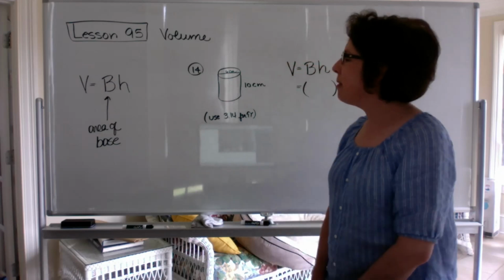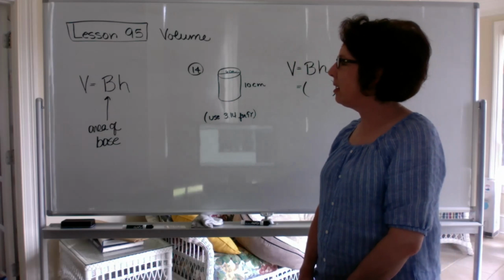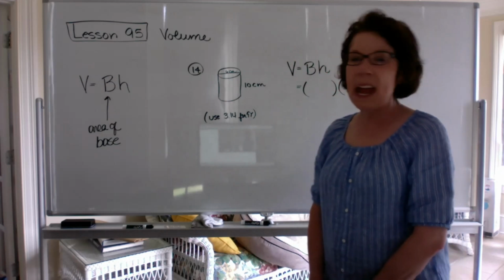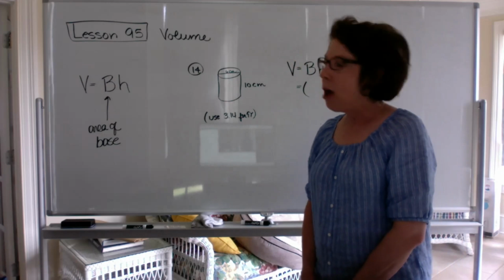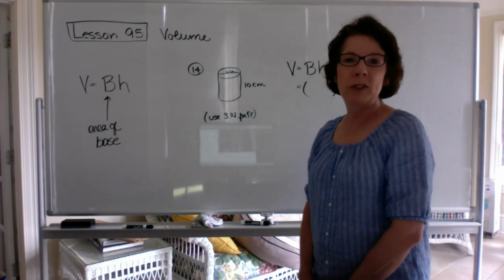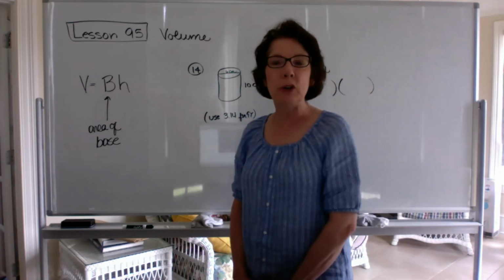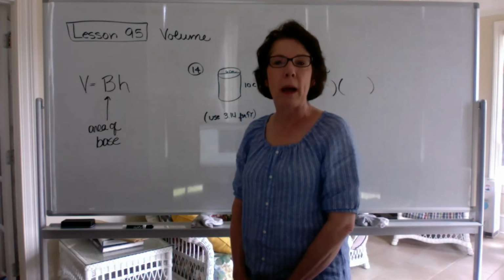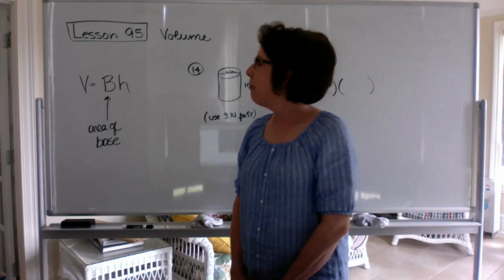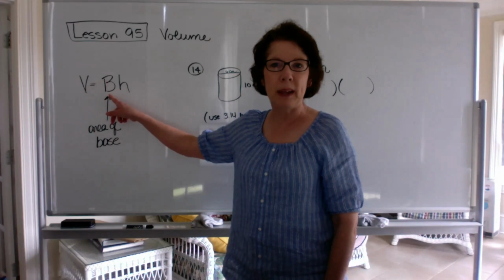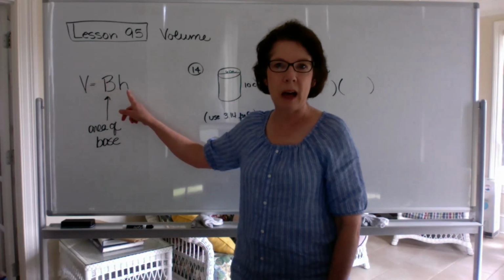The video you watched on YouTube simply called the formula area of the base times height. But we're going to actually use capital B for the area of the base. So when you do your calculations and submit your homework, I'm looking for this formula: volume, capital V, equals capital B, for area of the base, times the height.